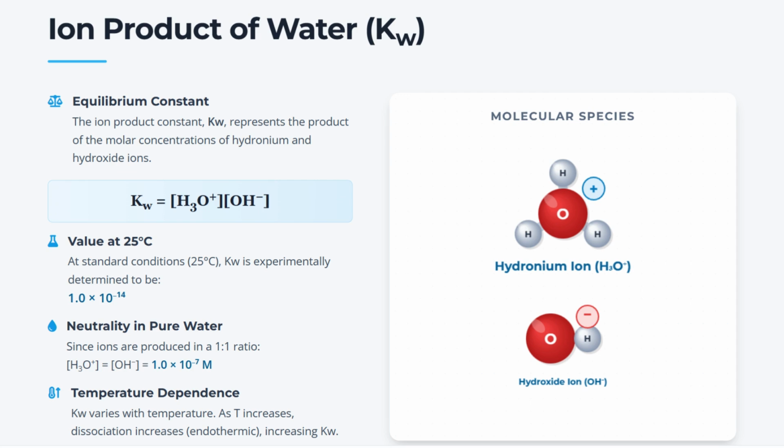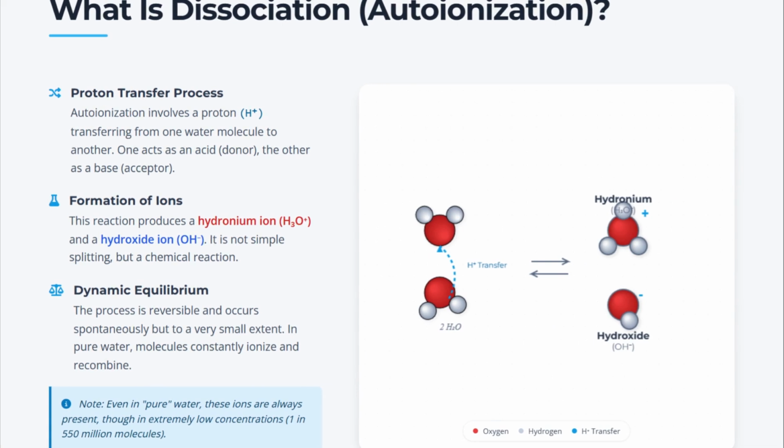Let's define it clearly. So what is dissociation or autoionization? It's a proton transfer process. Autoionization involves a proton, H, transferring from one water molecule to another. One water molecule acts as an acid, the proton donor, and the other acts as a base, the proton acceptor. This is how we get the formation of ions. This reaction produces a hydronium ion and a hydroxide ion.